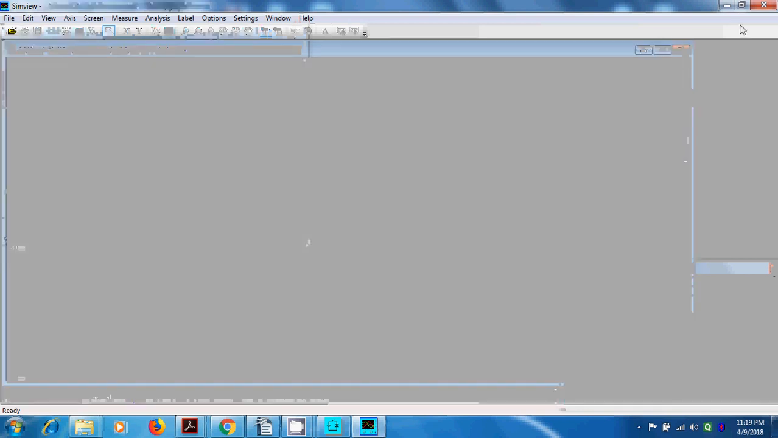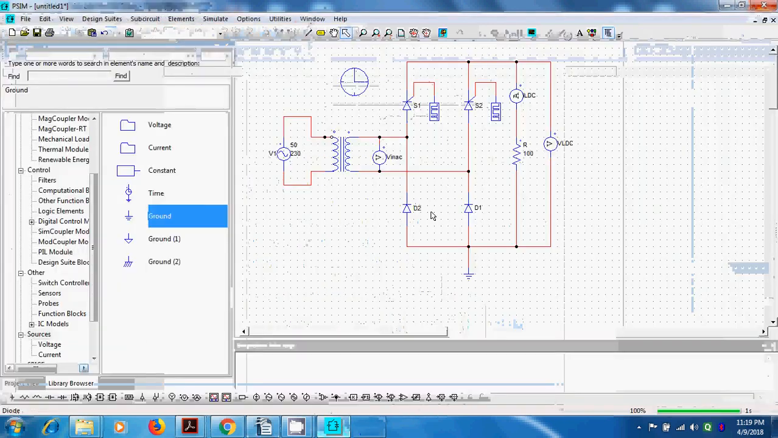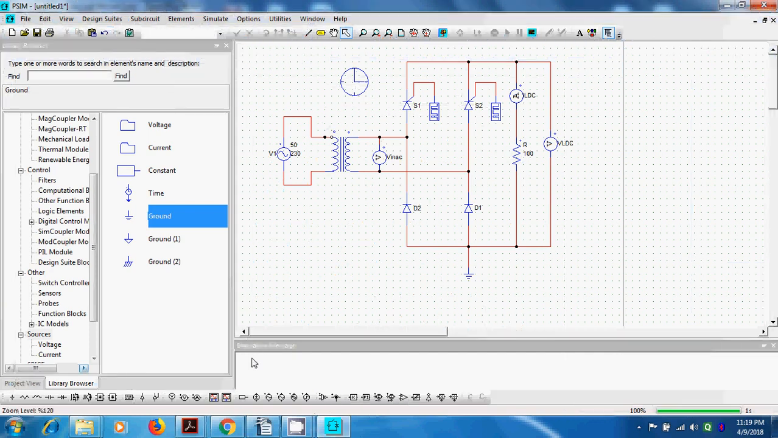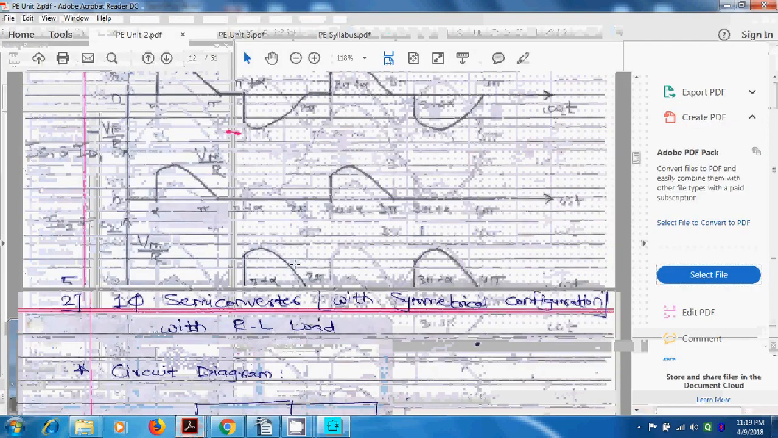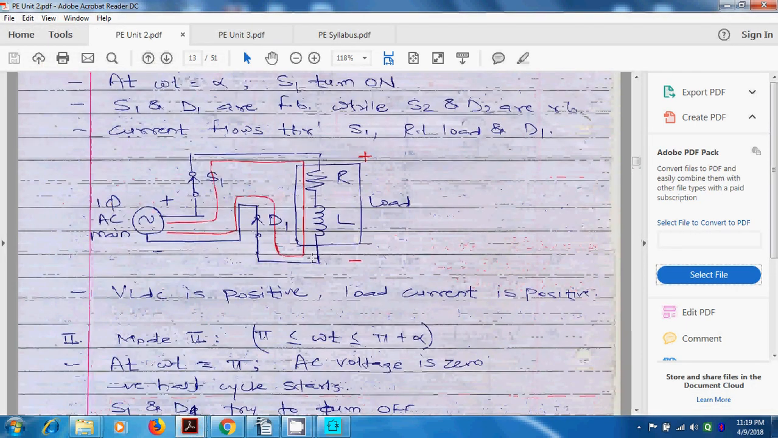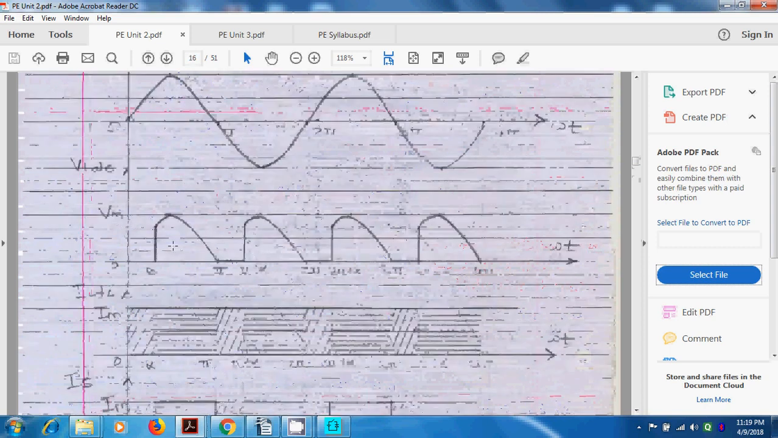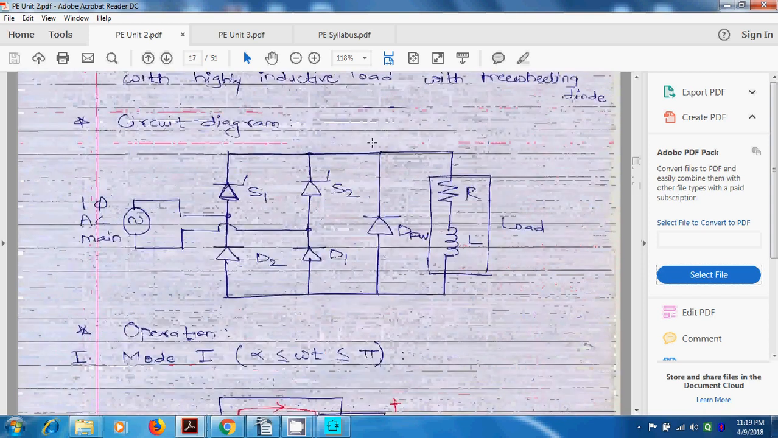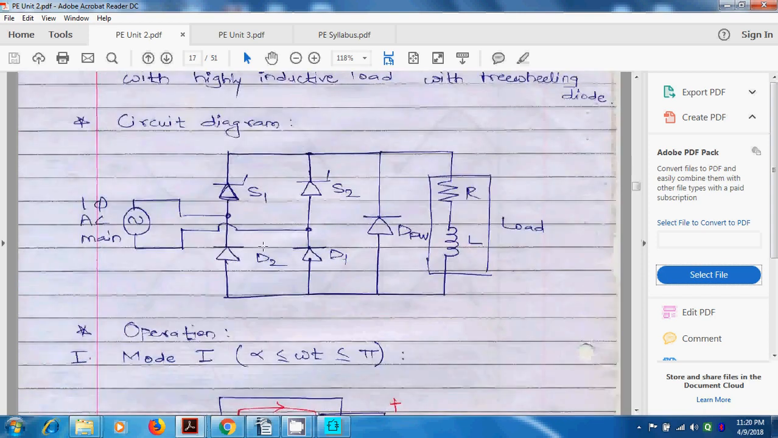Then the next part is what will happen if I use an inductive load. We know that though we are using an inductive load in the semi-converter, the output voltage waveform will be the same. This is my circuit diagram, the semi-converter with inductive load, that is resistive plus inductive, and the waveform of such a circuit, if you see, is just the same. The waveform will not change. Even for the semi-converter with inductive load plus freewheeling diode, the waveform will be the same.